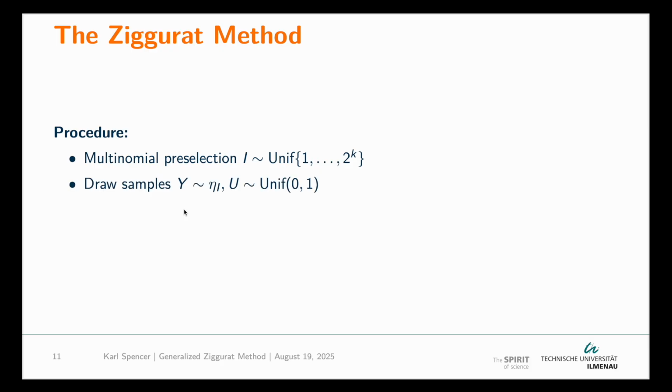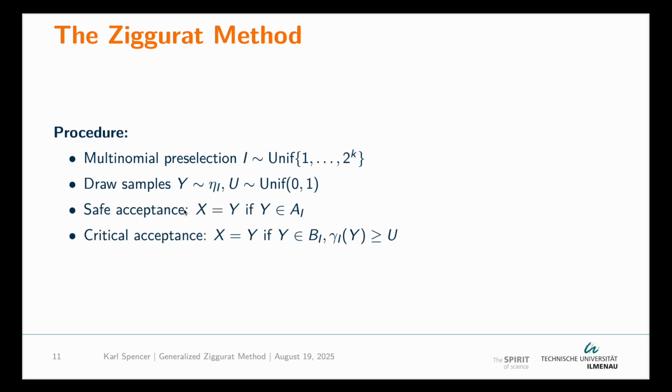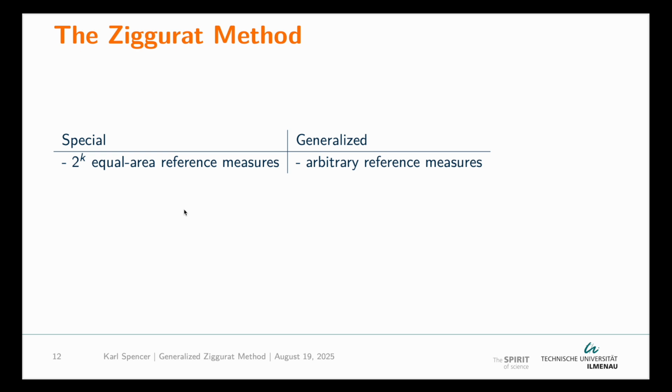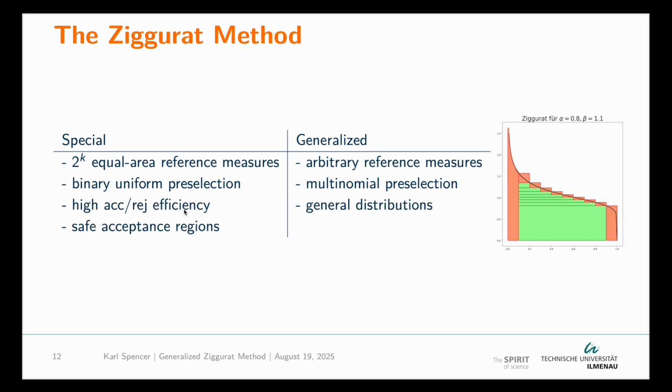Now we sample from eta and the uniformly distributed random variable u, and accept if we are in the safe acceptance region, or, in the critical acceptance region, if the test function gamma of y is greater or equal to u. We can now generalize this method by, instead of using 2^k equal-area reference measures, using arbitrary reference measures and having a multinomial preselection instead of the binary one. This allows for general distributions while keeping the high acceptance-rejection efficiency of the Ziggurat method.